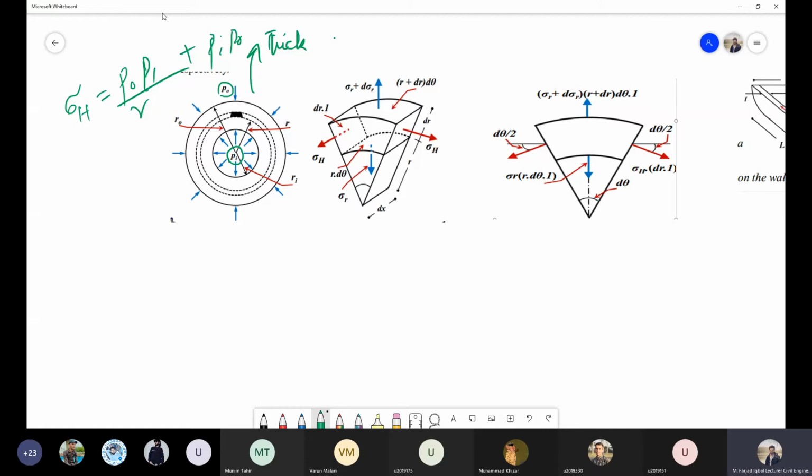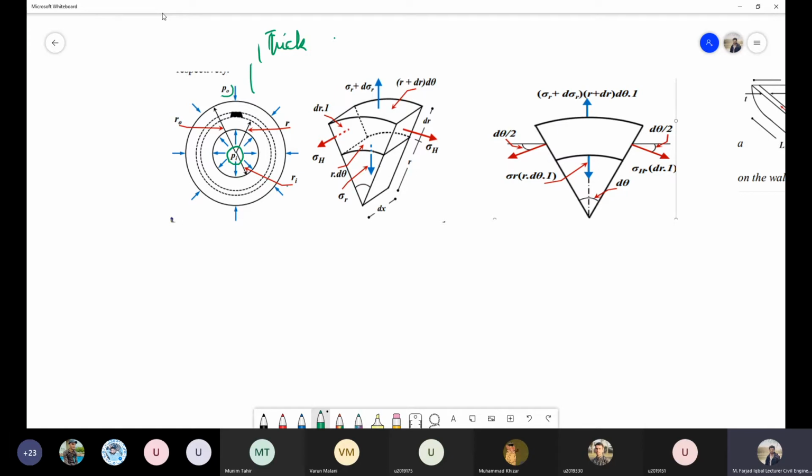If you don't have any external pressure, or there is no material present outside the cylinder, you will take the term P naught equal to zero and solve the rest of the equation to get the stresses. So we have considered all scenarios for this type of cylinder and made a generalized equation. And then we have this radius r naught, which is the external radius of the cylinder.